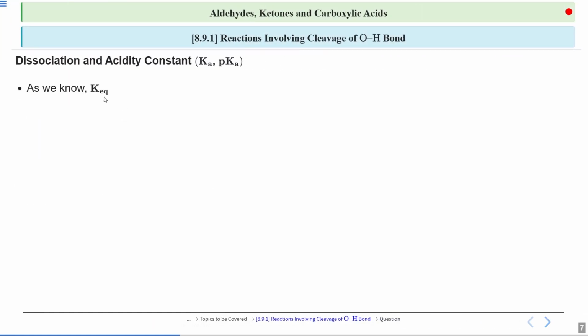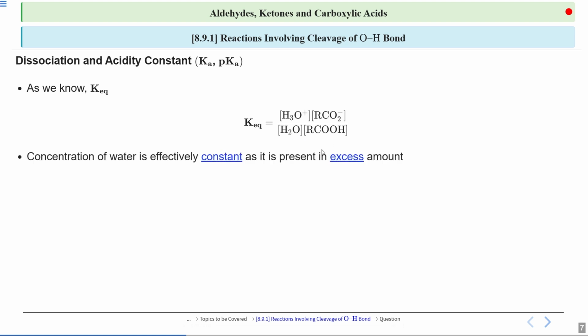Now, as we know, this KEQ is a measure of the extent of chemical reaction. We have already seen that this is equal to the concentration of hydronium ions times the concentration of carboxylate anions divided by the concentration of water times the concentration of carboxylic acids. So the concentration of water is considered constant. Why? Because it is present in large excess compared to other components. So we do it basically to simplify our calculation and understand the reaction. Here we are taking the concentration of water, H2O, as constant.